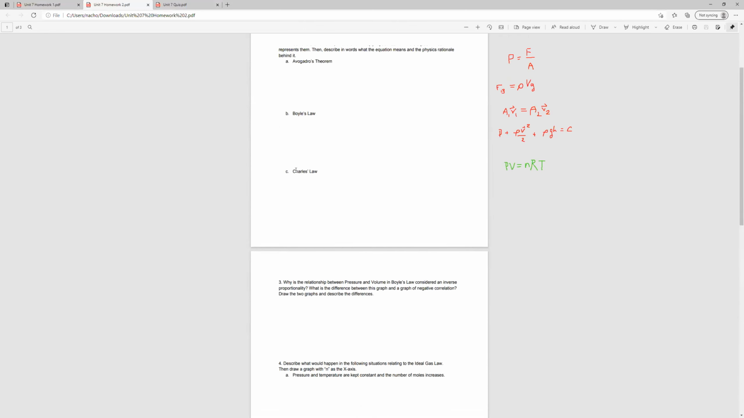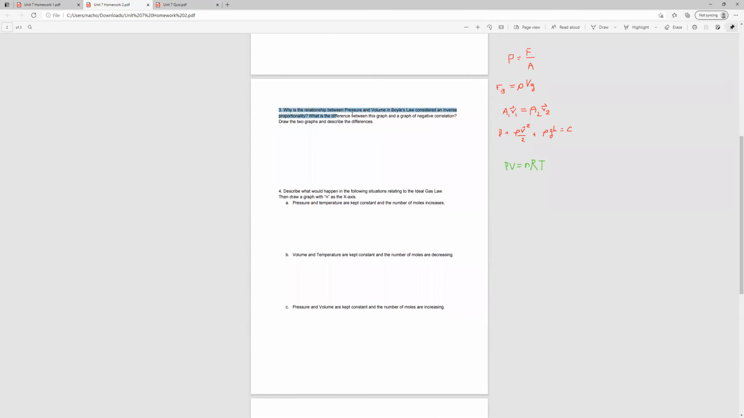All right, so now I'm moving on to 3. What is the relationship between pressure and volume in Boyle's law considered an inverse proportionality? All right, so writing the answer to this, an inverse proportionality is anytime an equation looks like y equals k, which is a constant, over x, all right? And you're graphing y versus x, right? So anytime you're graphing y equals something divided by x, that's an inverse, right?